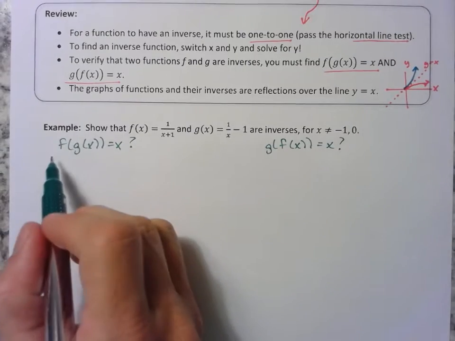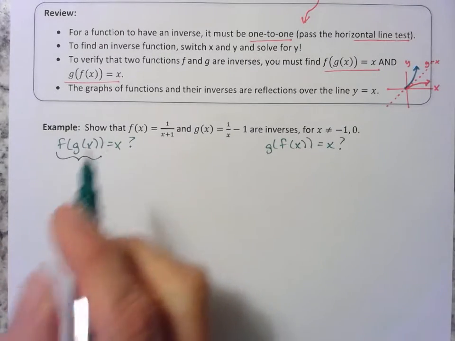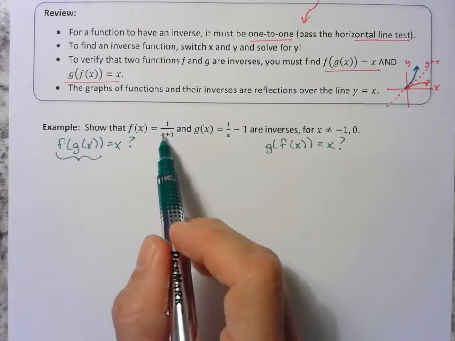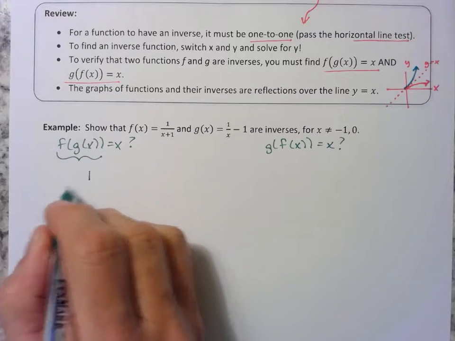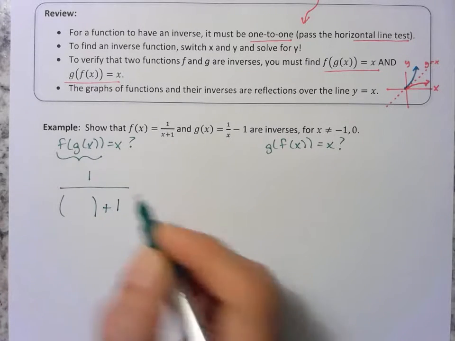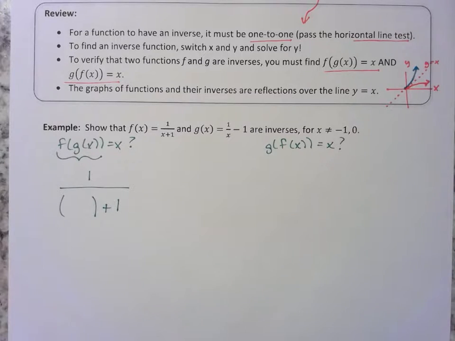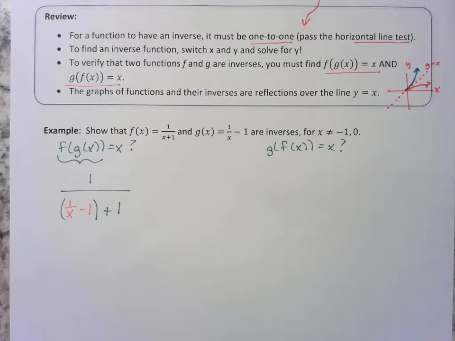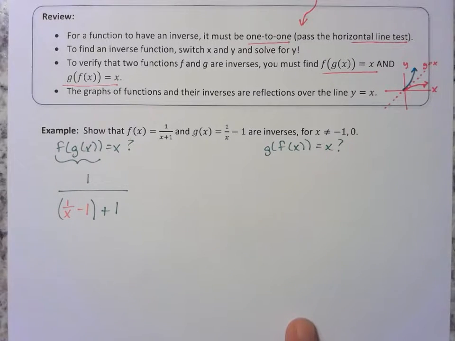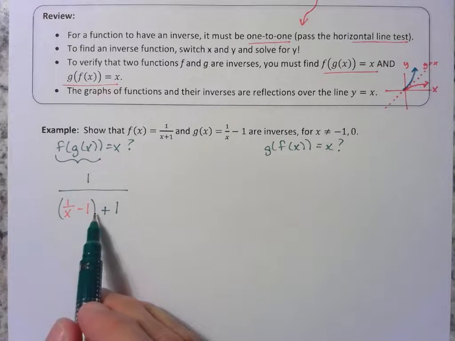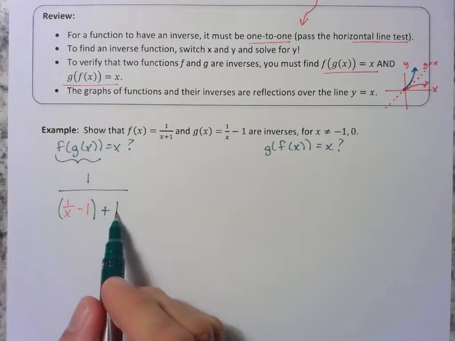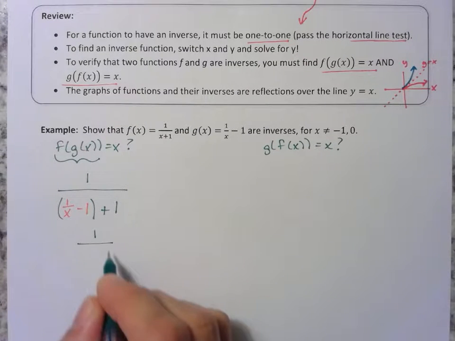So let's do f of g of x. That means to put the function g, this one, inside the function f. Well, that would become 1 over something plus 1, right? That something is our function g, so we put g in there. 1 over x minus 1 is the function g. Okay, let's simplify this. We don't really need these parentheses because it's just this minus this plus this. So if we combine our like terms, -1 plus 1 is 0, and we get 1 over x.